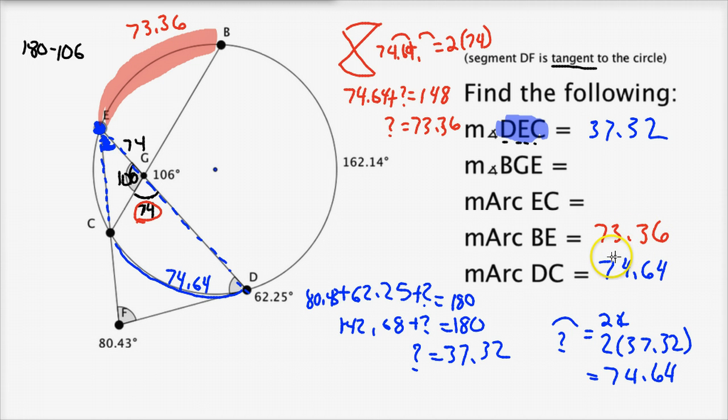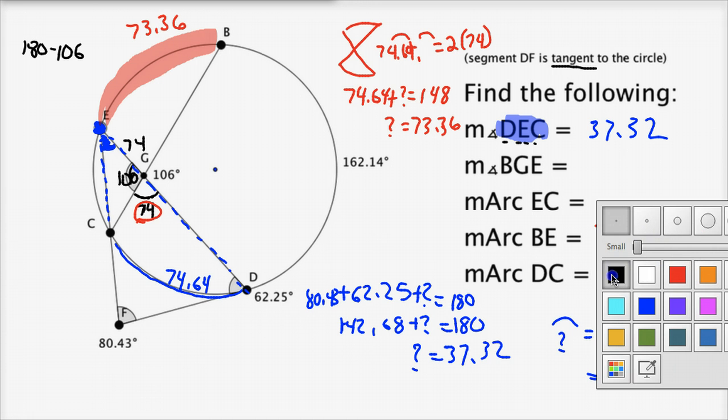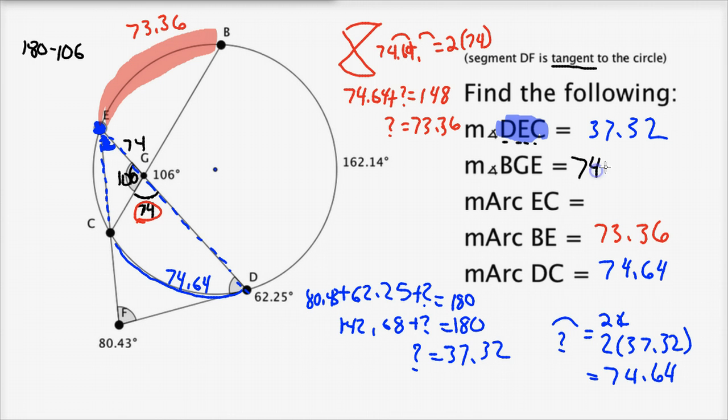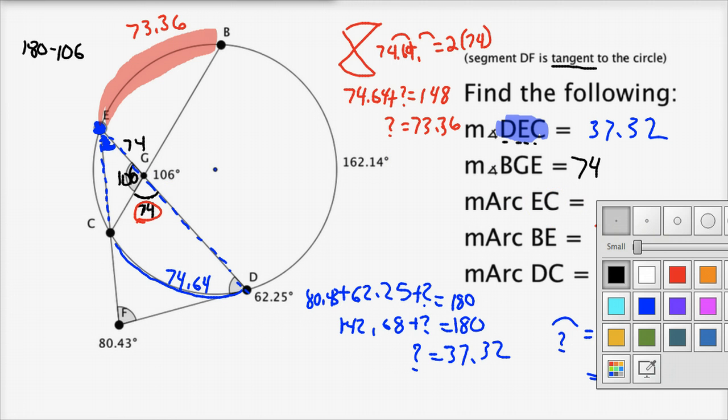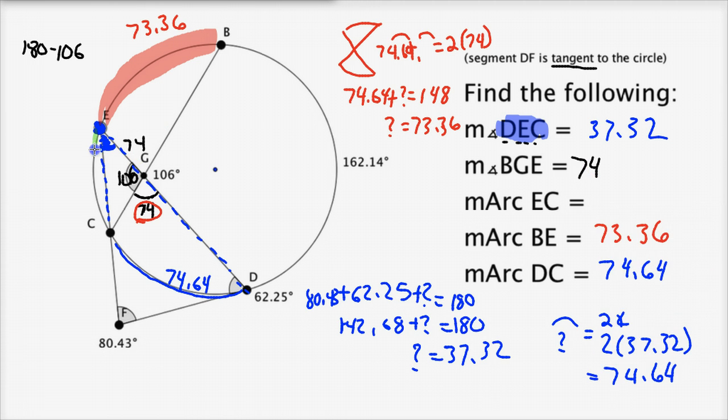What about arc EC? And measure of angle BGE. Oh, we already found measure of angle BGE. We can mark that in there. That's cool. That was 74. Cool. And arc EC. Oh, that's the last one. Let's go green. So for this last one, we're looking at this arc here, EC. And I noticed that I've got a complete circle now.